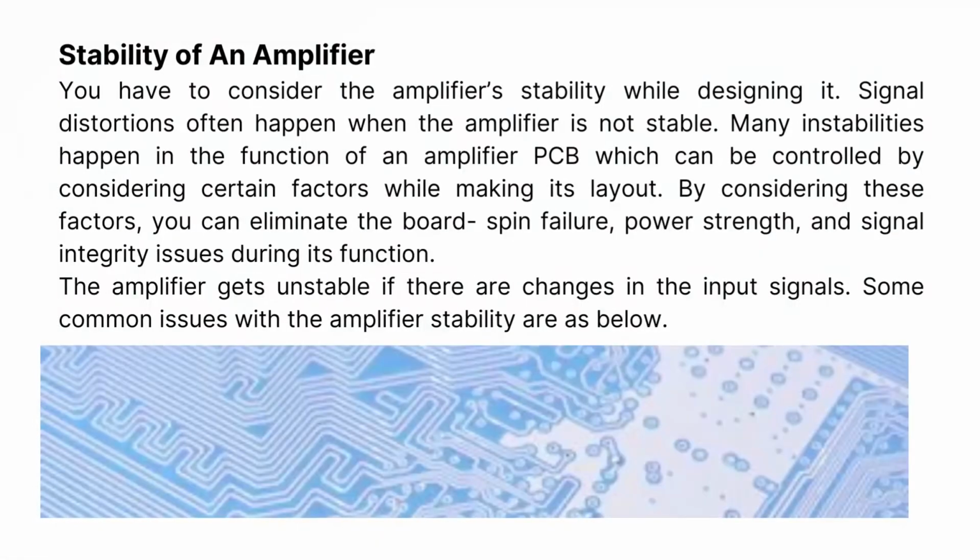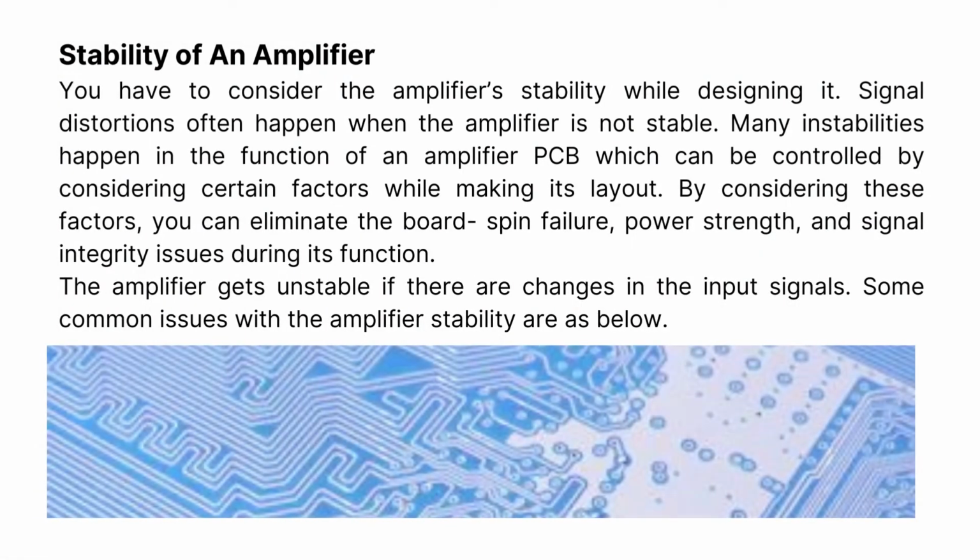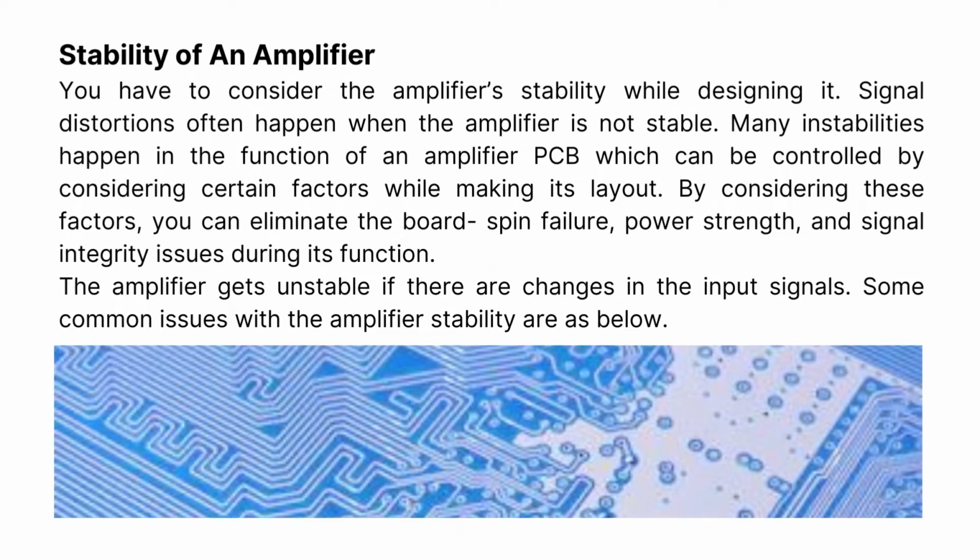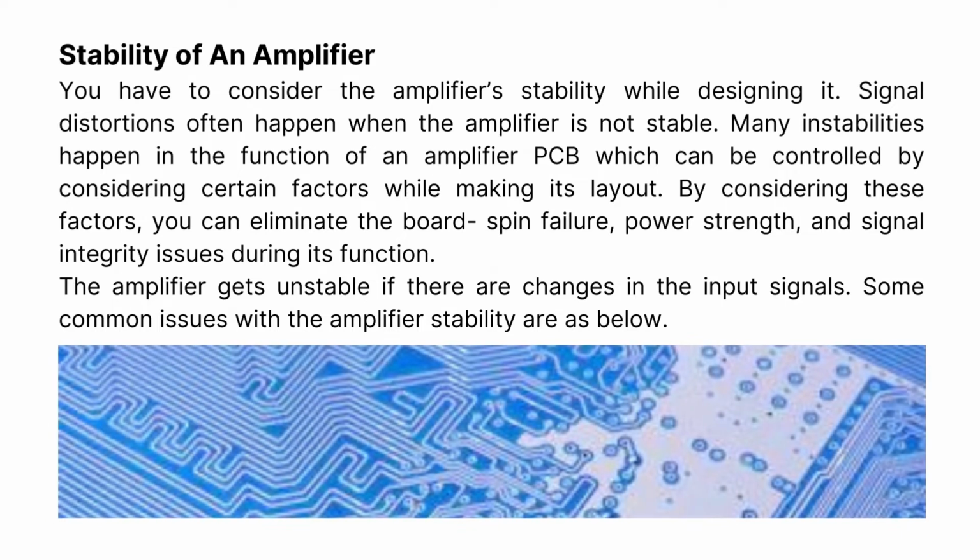Stability of an amplifier. You have to consider the amplifier's stability while designing it. Signal distortions often happen when the amplifier is not stable. Many instabilities happen in the function of an amplifier PCB, which can be controlled by considering certain factors while making its layout. By considering these factors, you can eliminate board spin failure, power strength, and signal integrity issues during its function. The amplifier gets unstable if there are changes in the input signals.